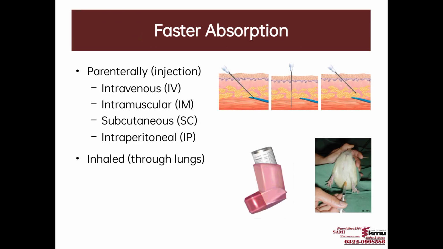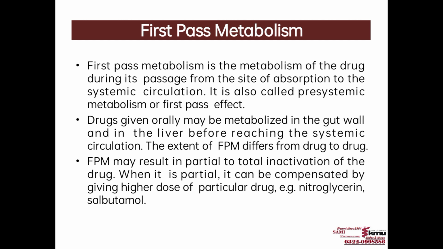First pass metabolism. First pass metabolism is the metabolism of the drug during its passage from the site of absorption to the systemic circulation. It is also called pre-systemic metabolism या first pass effect. Drugs given orally may be metabolized in the gut wall and in the liver before reaching the systemic circulation. The extent of first pass metabolism differs from drug to drug. It may result in partial to total inactivation of the drug. When it is partial, it can be compensated by giving higher dose of the particular drug, e.g. nitroglycerin या salbutamol.